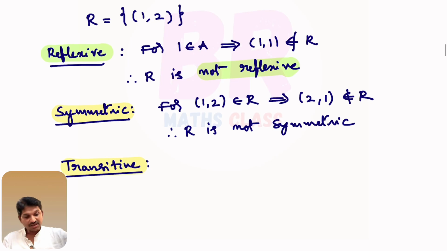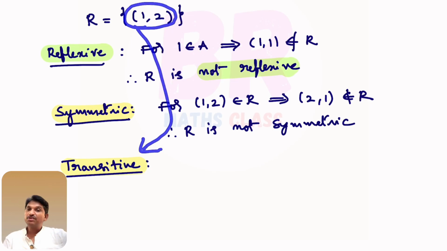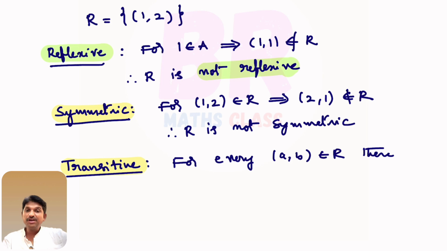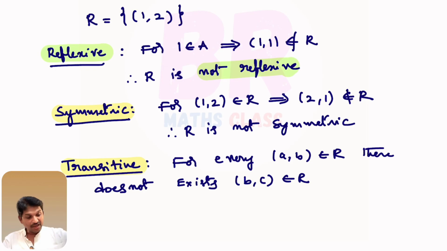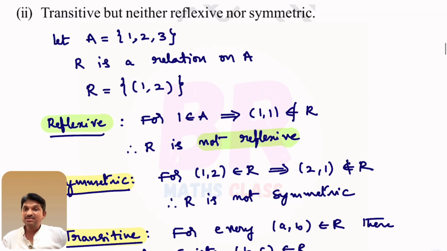This is interesting. How do you write in the board exam that this relation is transitive? First point is this relation is transitive. How will you write this in the solution? For every a comma b belongs to R, there doesn't exist b comma c belongs to R. For a comma b, if b comma c also exists in the relation, then we will check a comma c. If there doesn't exist b comma c in that relation, in that case we directly say that the relation is transitive. I hope you understand this solution.